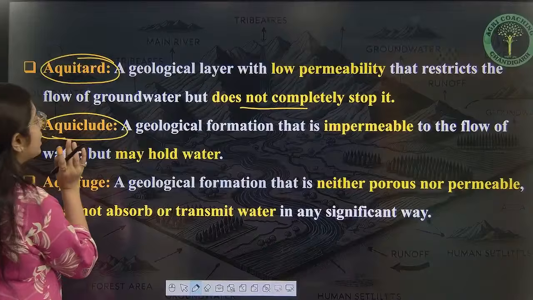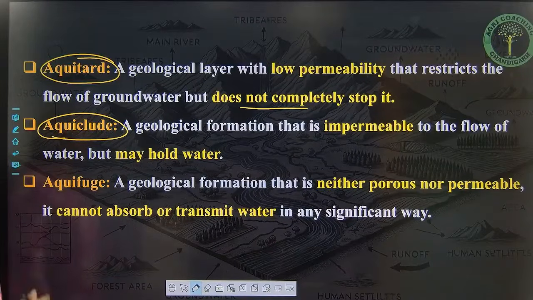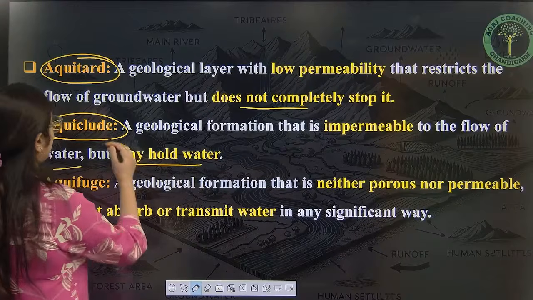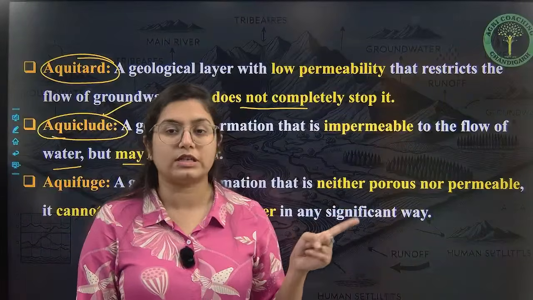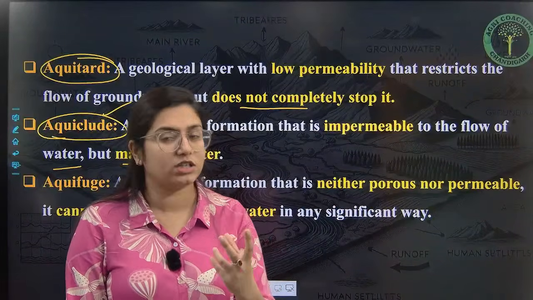Next we have the Aquiclude. Again, a geological formation that is impermeable to the flow of water but may hold water. That means Aquiclude won't allow the flow of water, but definitely it can hold the water.